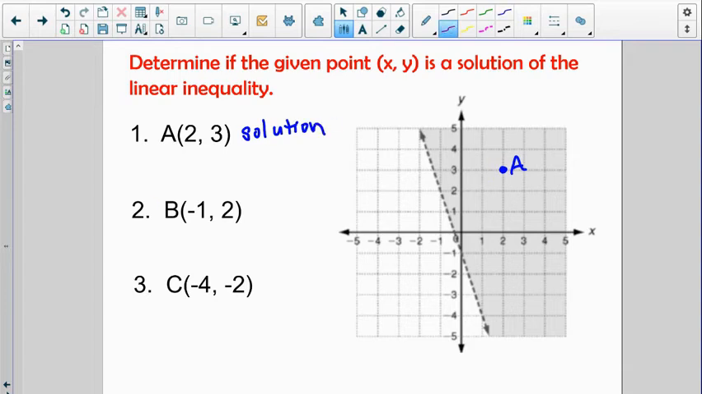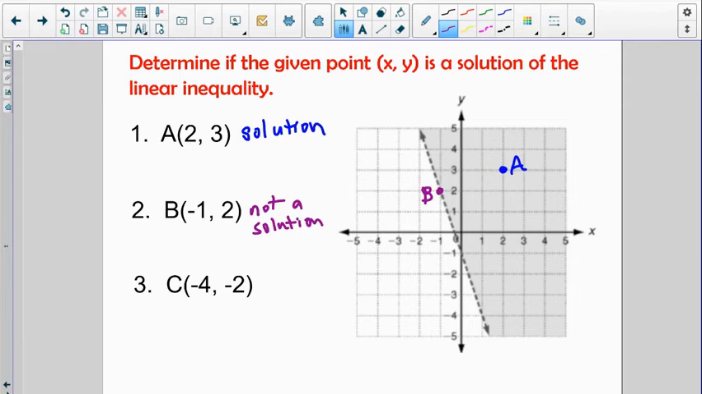Point B, -1, 2. So I want to go where x is -1, and I go up to where y is 2. And it looks like point B is right on a dashed line, right on the boundary line. Remember, boundary lines sometimes are solutions, sometimes are not. So we have to remember that when it's on a dashed line, it is not a solution. It's only a solution if it's on a solid boundary line, not a dashed boundary line.